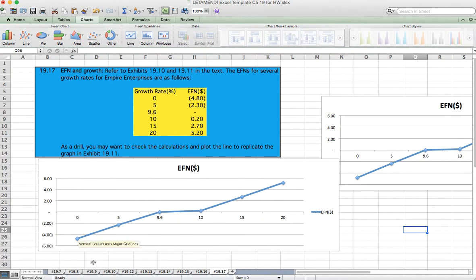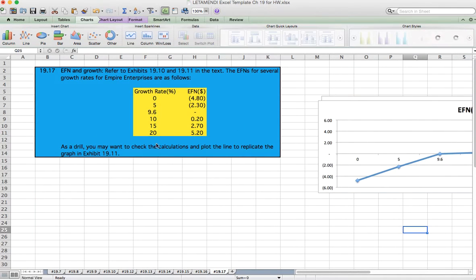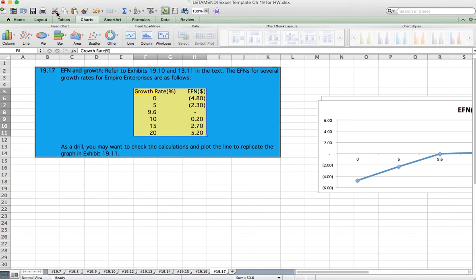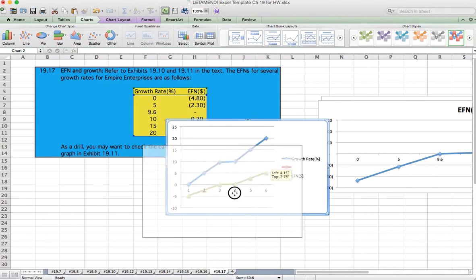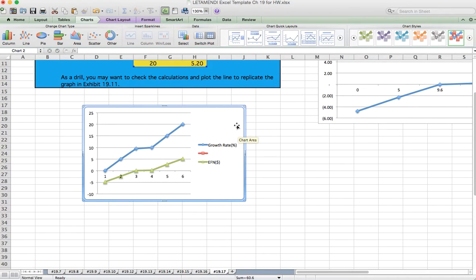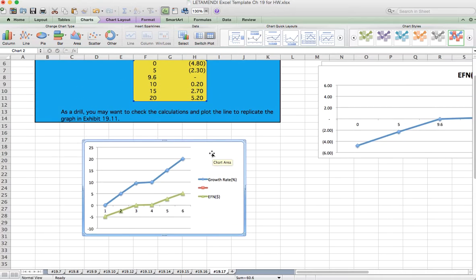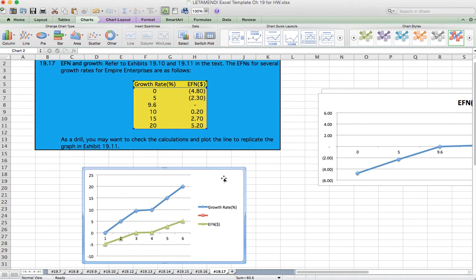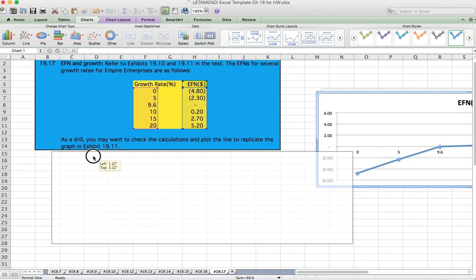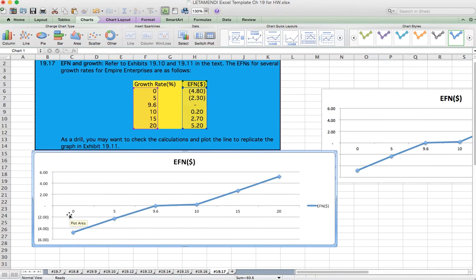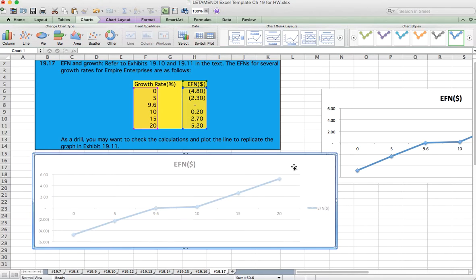So this is your answer. You have to produce a chart that looks like that. Let me show you what it looks like if you don't do it like that. If you just select these two and you do a line chart, you're going to have two lines, and you don't want two lines. You want this x-axis to be equal to the growth rate in percentage. You have to program this x-axis to be equal to the growth rate, and then just produce a line, and this should match what you have in the textbook.